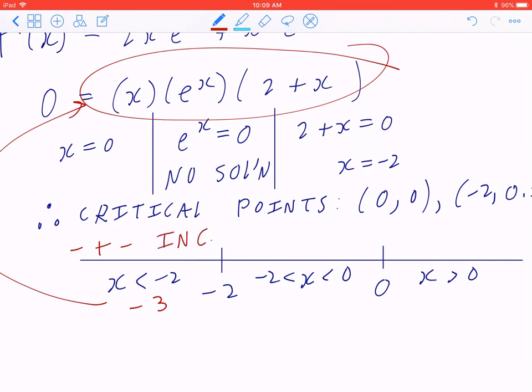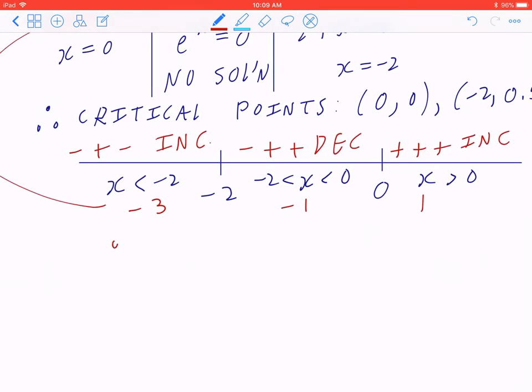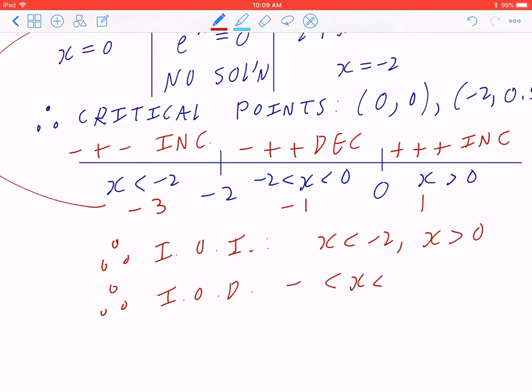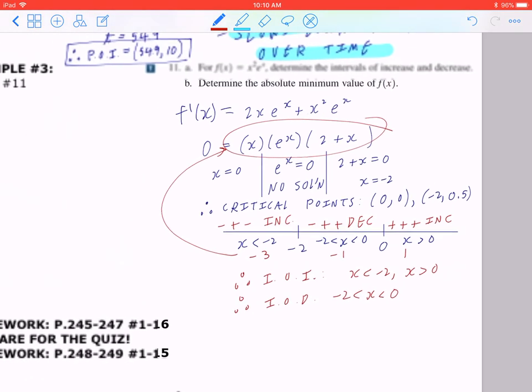which means it's going to be increasing. Likewise, let's say you pick negative 1, you plug it back in, that's going to give you negative times positive times positive. When you multiply them, that's going to be negative, which means it'll be decreasing. Last but not least, if you plug in the number 1, that's going to give you positive, positive, positive, which is increasing. So again, therefore, the interval of increase is when x is less than negative 2, or when it's greater than 0. Therefore, the interval of decrease occurs when x is in between negative 2 and 0.